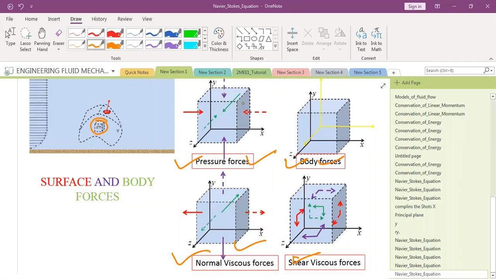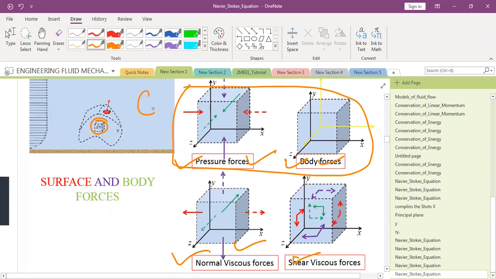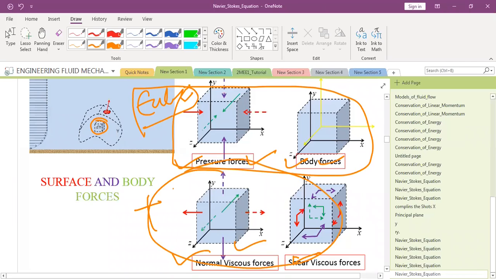So as a recapitulation, what do you think in the Euler equation, which of these were missing? Quickly, just in a minute. Viscous forces. So you were only having which two? Pressure forces and body forces. So this was the purview of the Euler equation. When you add these two, you end up in the Navier-Stokes equation or Cauchy-Navier equation.